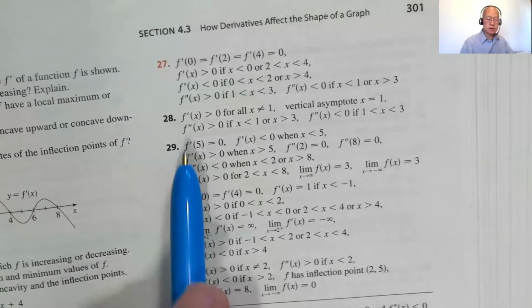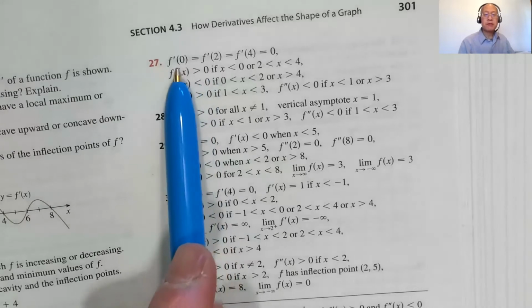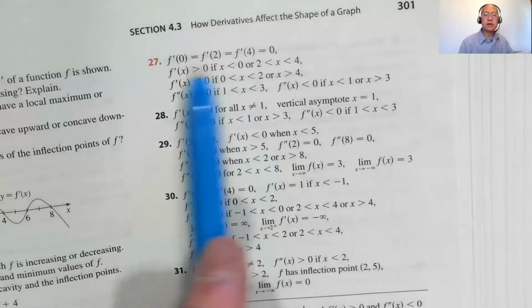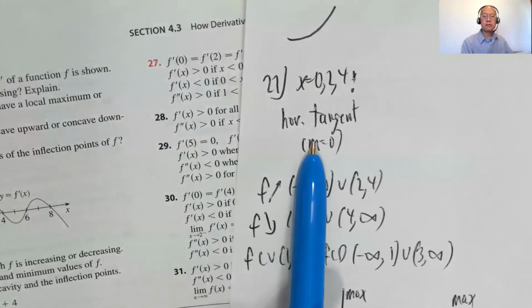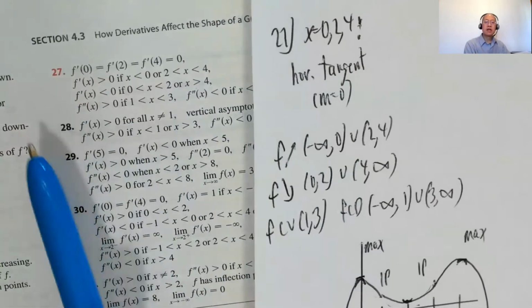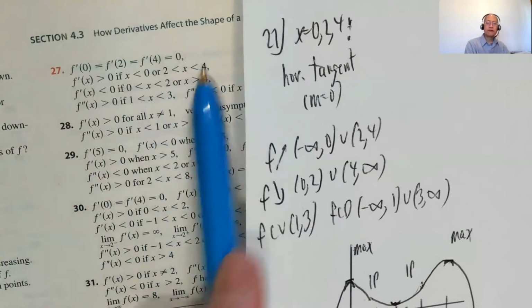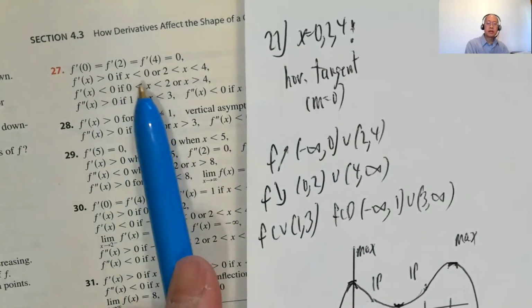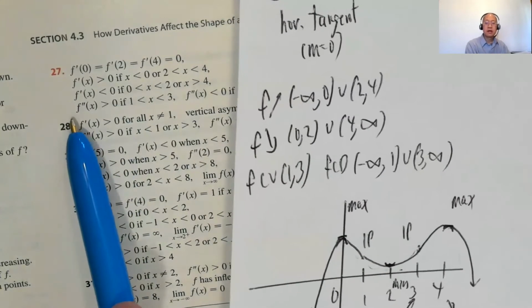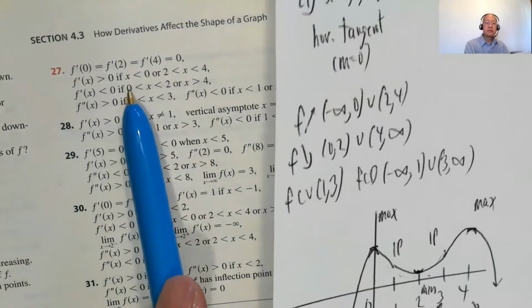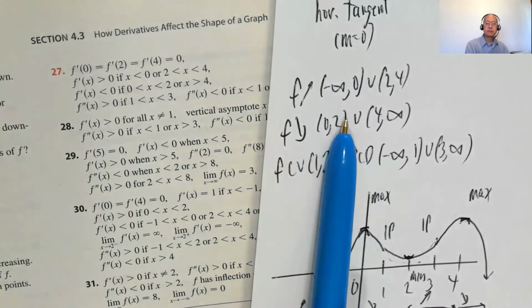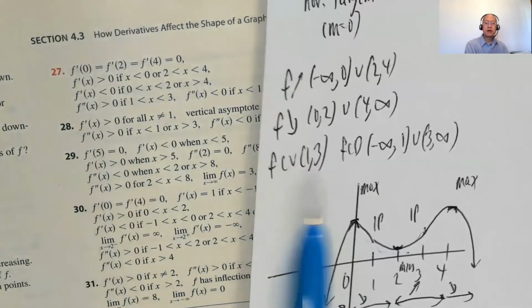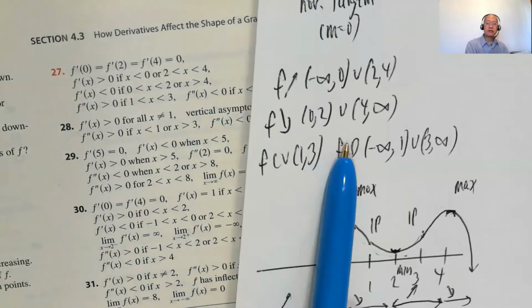Okay, 27. F prime of 0, 2, and 4 is 0. You have a horizontal tangent at 0, 2, and 4. Horizontal tangent, slope is 0. This says the function's increasing from negative infinity to 0, union 2 to 4. That's what F prime greater than 0 means. Increasing. Decreasing, F prime less than 0, between 0 and 2, and 4 to infinity. Concave up from 1 to 3, and concave down the rest of the time.